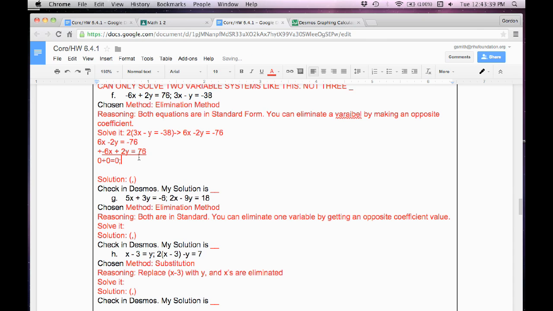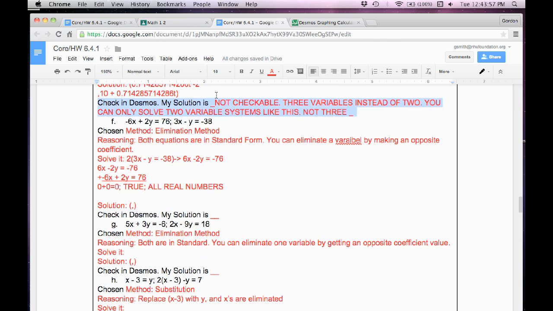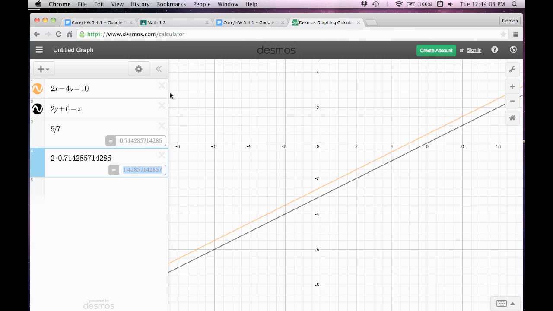So that's 0 plus 0 equals 0. I think that's a true statement. So then that would be all real numbers. Remember that? Whenever you get a true statement, it's true for all real numbers. So what should happen when we graph these two equations? What's it going to look like? We have all real numbers.